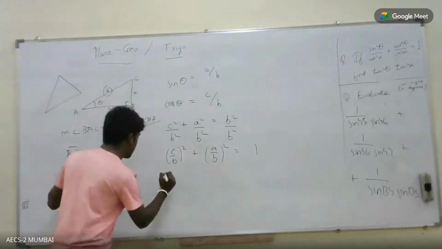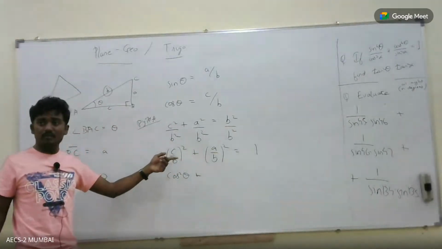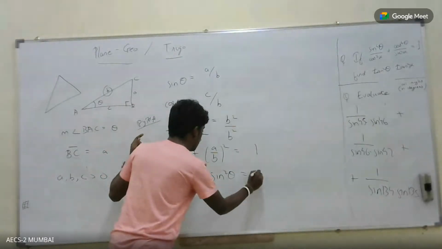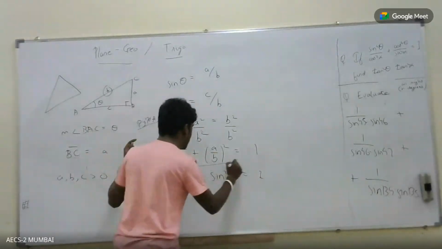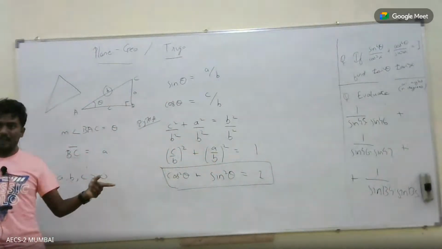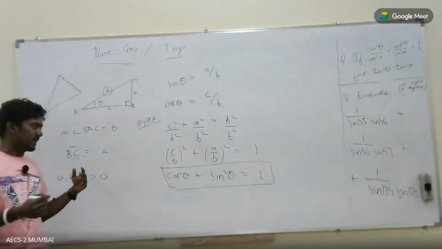Cos of theta, correct. What is A over B? Sine of theta. So thus we have a first identity for the line, that is cos square theta plus sine square theta is equal to 1. This identity is true for all angles theta.